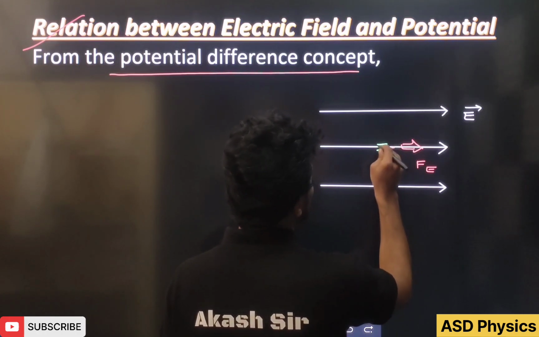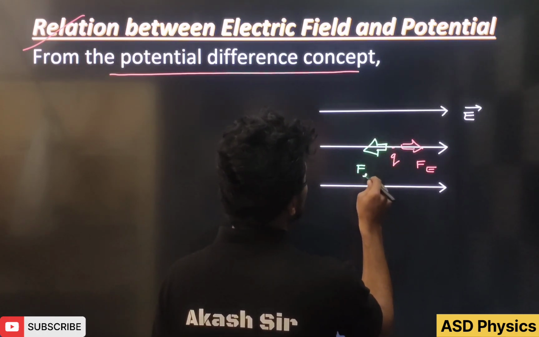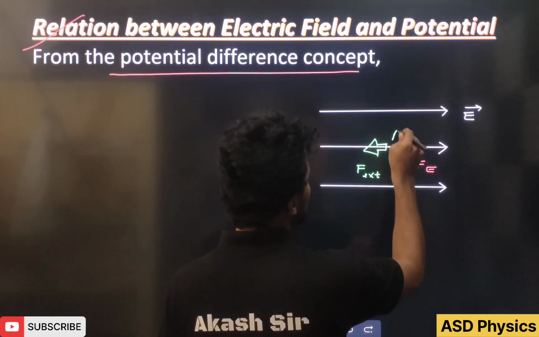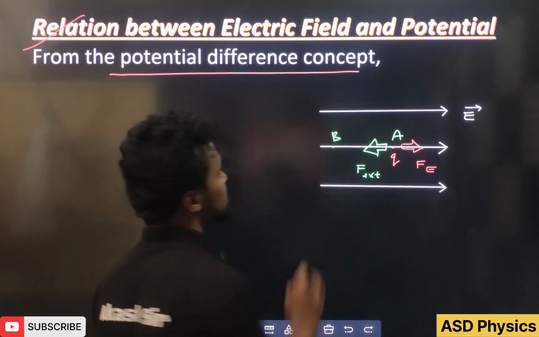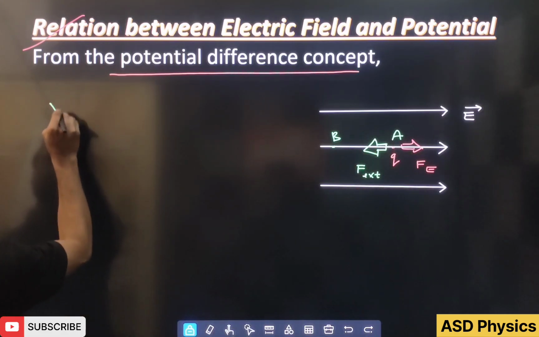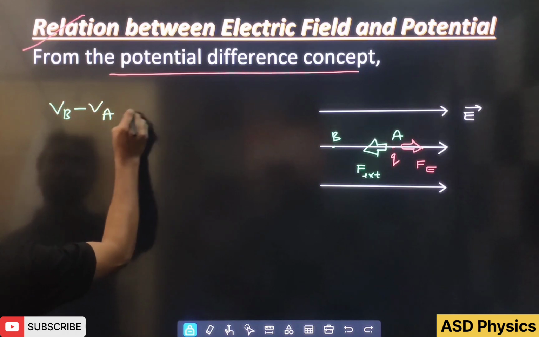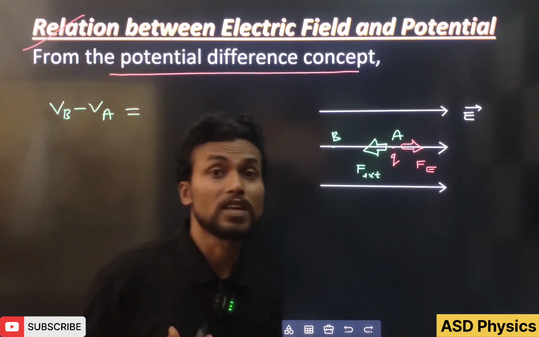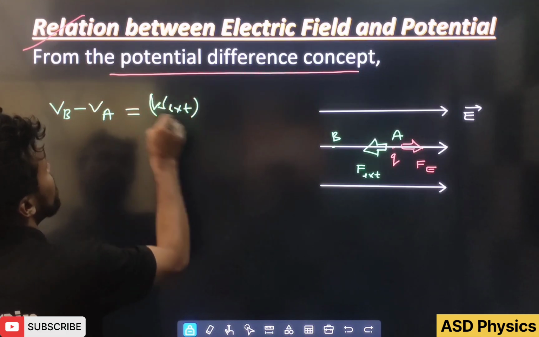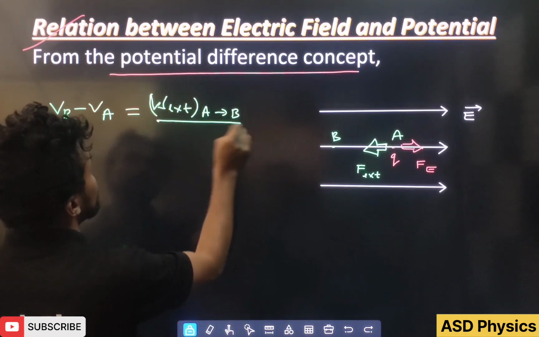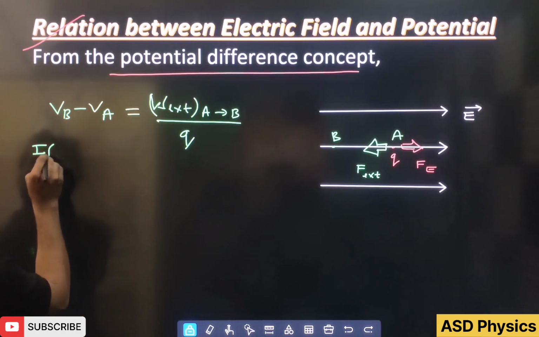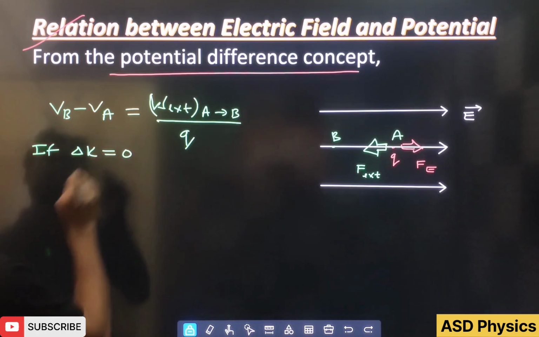But what we will do here is take this charged particle in the opposite direction of the electric field by applying some external force. Let's take A as the initial point and B as the final point. So the potential difference between the final point and the initial point, that means VB minus VA, is given by the work done by the external force per unit charge. That means we can write W external, from the initial to the final point, A to B, divided by Q.